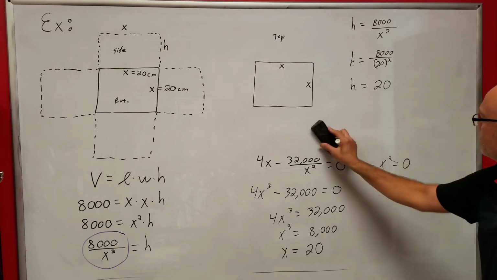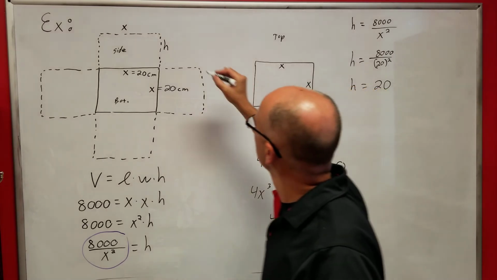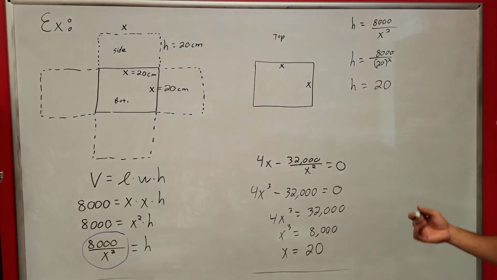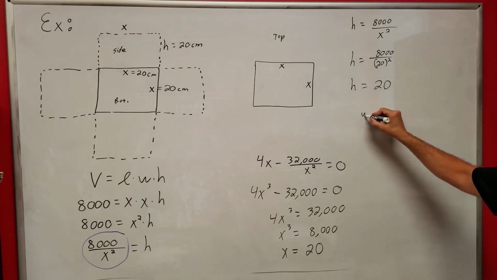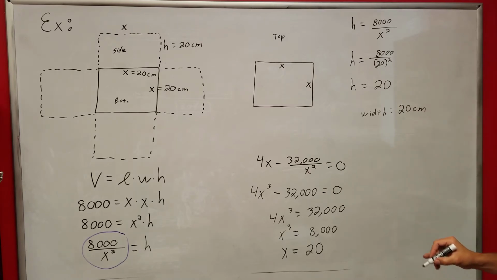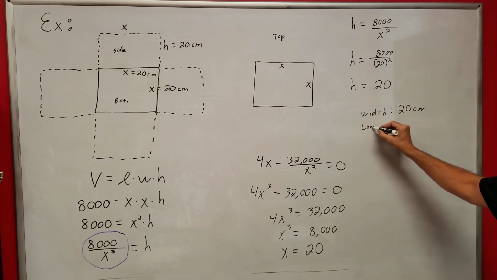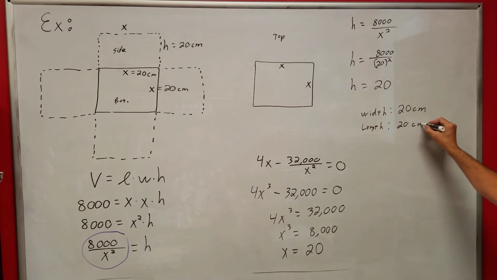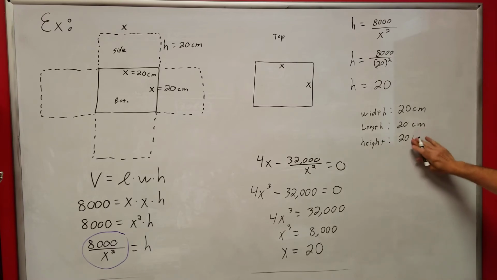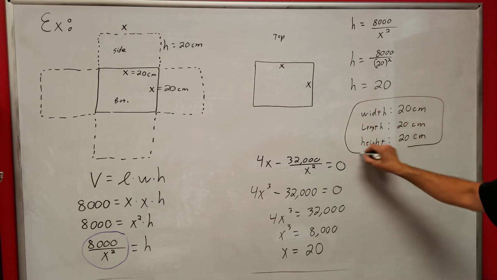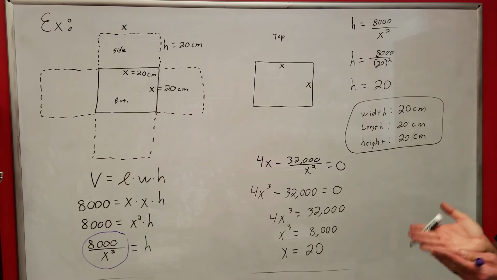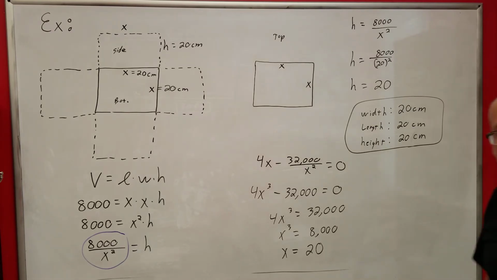All right, so let me list my answer. I could put 20 cm here, and that would be fine if I box in all that. Or I could say, this one's easy to write out. You could say width needs to be 20 centimeters. Length needs to be 20 centimeters. And the height needs to be 20 centimeters. And really on this one, you could have said 20 centimeters by 20 centimeters by 20 centimeters, because it doesn't matter if they switch up the height and the width and the length, because they're all the same in this case.